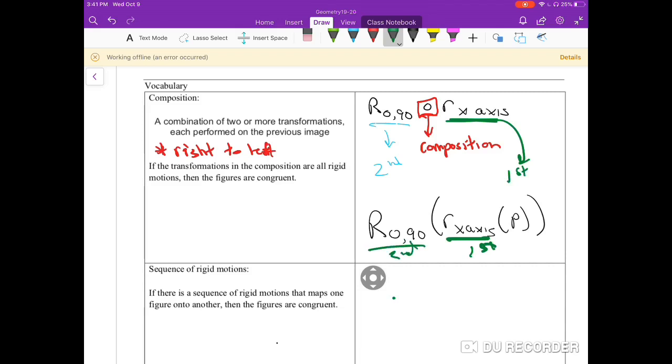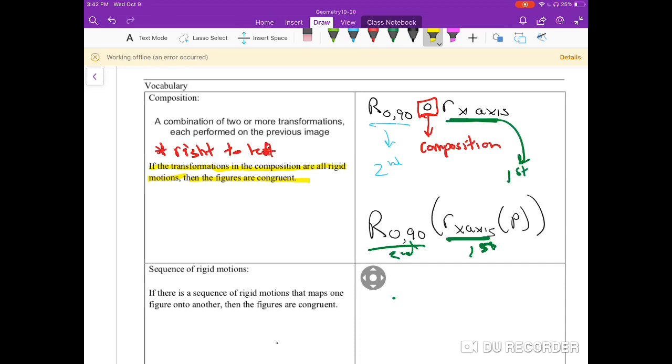Now, this second part comes up all the time. If the transformations in a composition are all rigid motions, then the figures are congruent. So if we have a composition set up and each transformation is a rigid motion, then our starting figure and our ending figure are going to be congruent. If it's two triangles, they're congruent. These are the kind of questions that are going to come up.